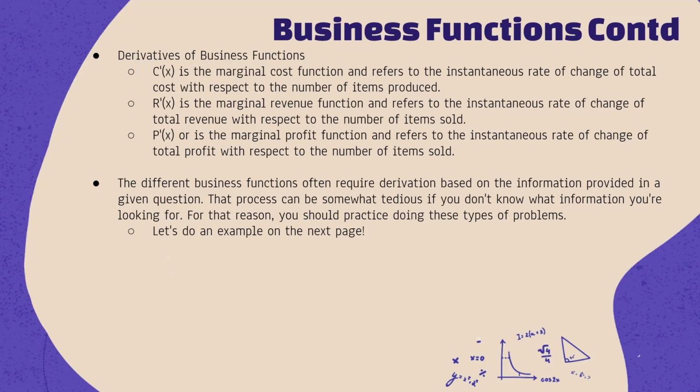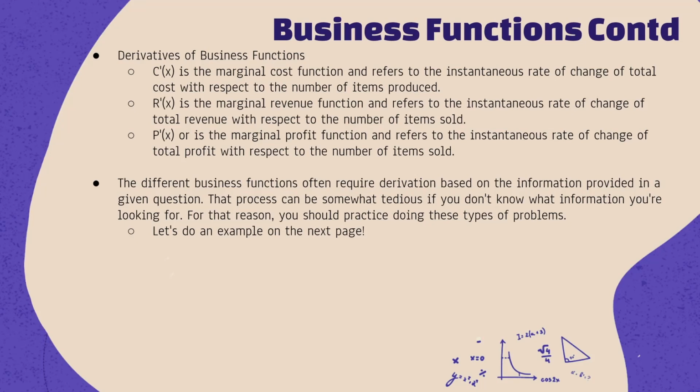The last part we have is P prime of x, which is the marginal profit function, and that one refers to the IROC of the total profit with respect to the number of items sold. All of them go hand in hand with each other, as you might have noticed.